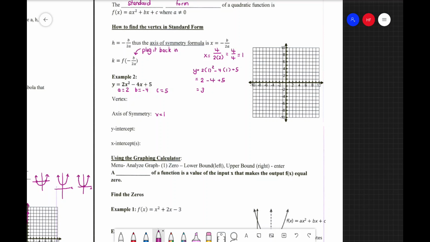So our y value is 3, which makes our vertex 1, which we found from the axis of symmetry, and then 3, which we found from plugging that back in. So my vertex occurs at 1, 3, and my axis of symmetry runs through that point.